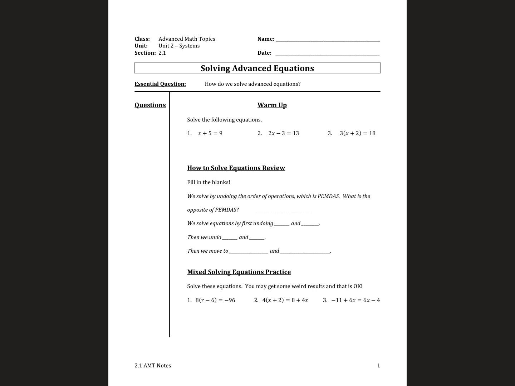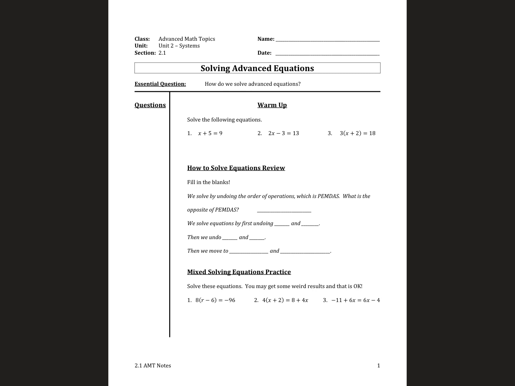This section we're talking about is Unit 2 for Advanced Math Topics. We're talking about systems. Systems are just more than one equation or inequality. This is 2.1. We're kind of going off of what we did in Chapter 1 with equations. This section is solving advanced equations. So our essential question is, how do we solve advanced equations?